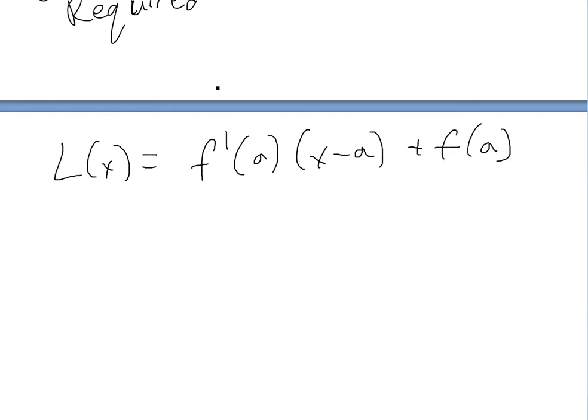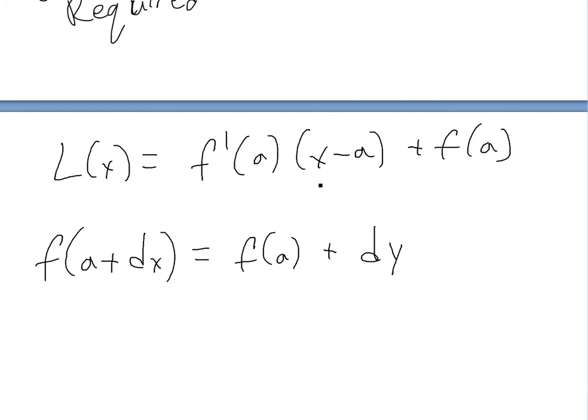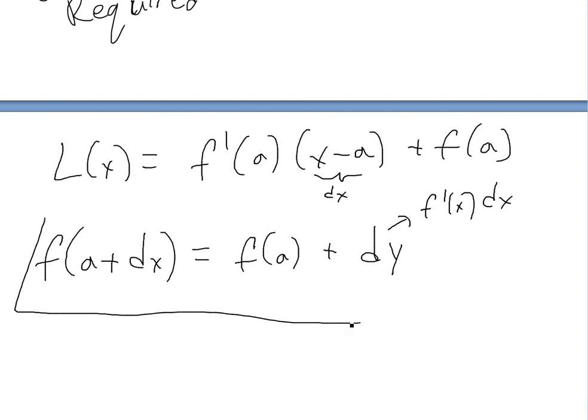You could rewrite using differentials. So with differentials, we could actually just write it as f of a plus dx is equal to f of a plus dy. Because this one would just be dx, and then this would be the derivative, and dy is equal to, basically, f prime of x dx. So you could rewrite it this way, and this is what's used more often.